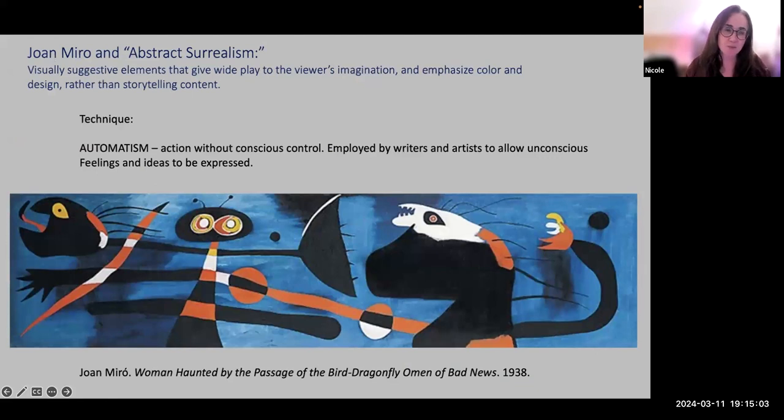In contrast, Juan Mirau's abstract surrealism provides suggestive elements that give a wide play to the viewer's imagination. They emphasize color and design rather than the storytelling content. To access the unconscious, Mirau and others used automatic processes in which chance was a key factor. Like Ernst, they would scribble, they would doodle, they would pour paint in order to cultivate an accident that might prove revealing in some ways.